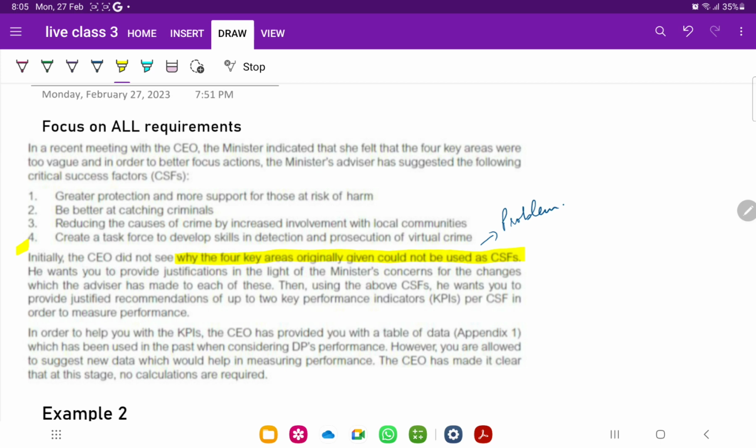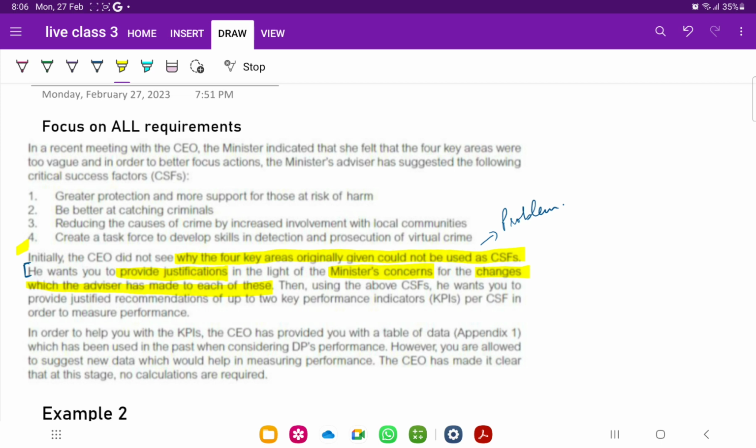He wants you now, from here the examiner started his requirement, He wants you to provide justifications in the light of the minister's concern. So there you have to look for some concern. There might be some problem in the question for the changes which the advisor has made to these. So this is something on which you have to debate in your paper, that something has been changed and you have to provide the justification.